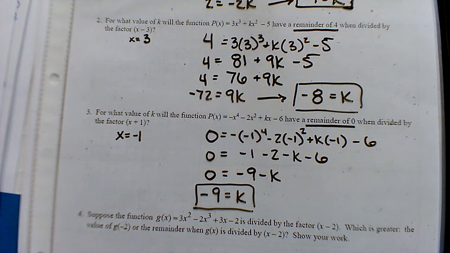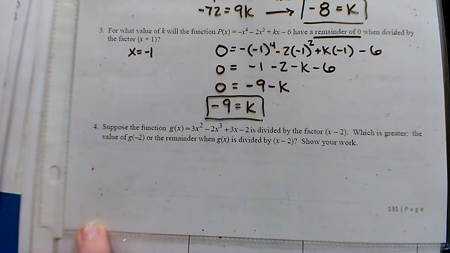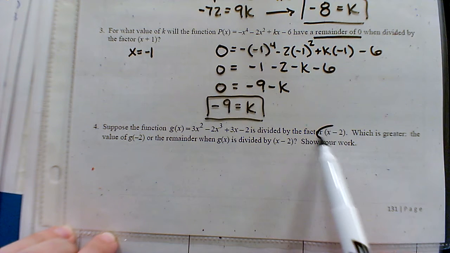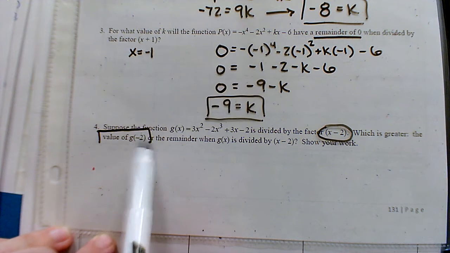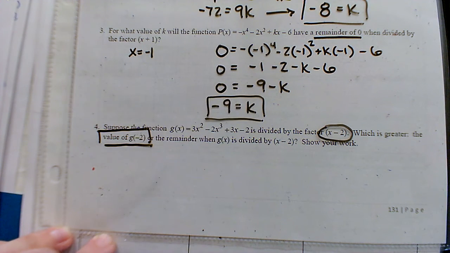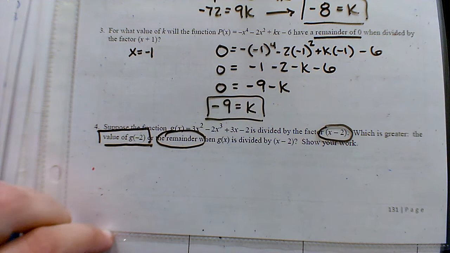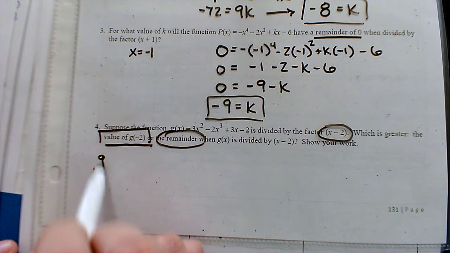Good? All right. Let's throw in kind of a kicker at the bottom here. Suppose the function g is divided by this divisor. Which is greater: the value of g of negative 2 or the remainder when you divide it by that divisor? So we have to find two things here and then compare them because they're asking us which one is greater. So let's tackle the first one. The value of g of negative 2.